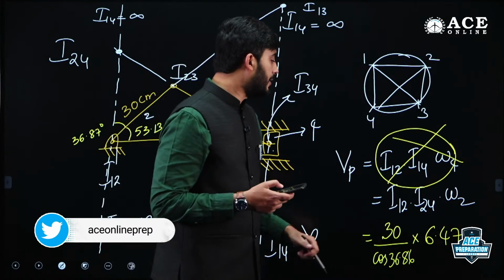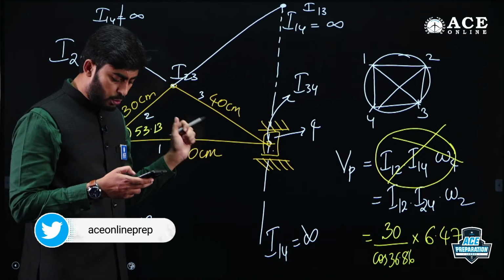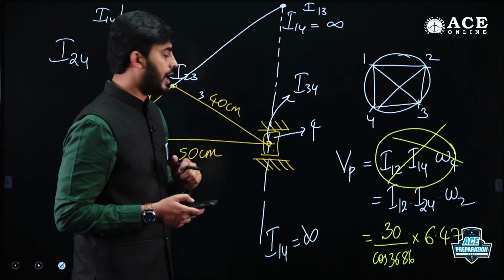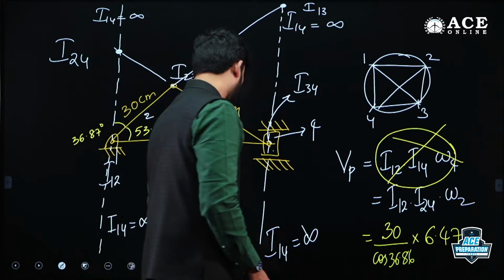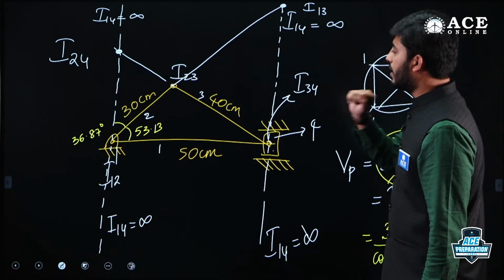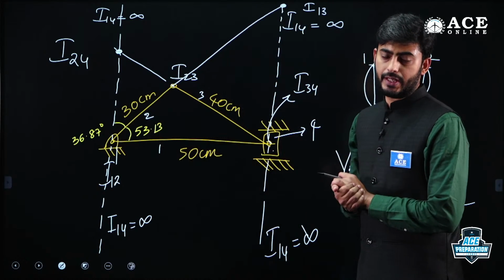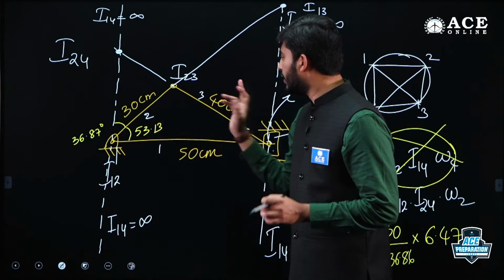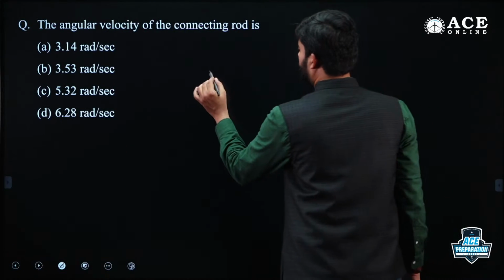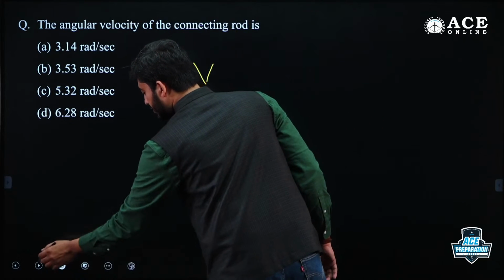Similarly, you can apply this velocity theorem to get the angular velocity of the connecting rod. When I am calculating the angular velocity of the connecting rod, I need to consider the I centers between link 2 and link 3. Okay, so let me just do it on this page. So here velocity of, just a minute, guys.